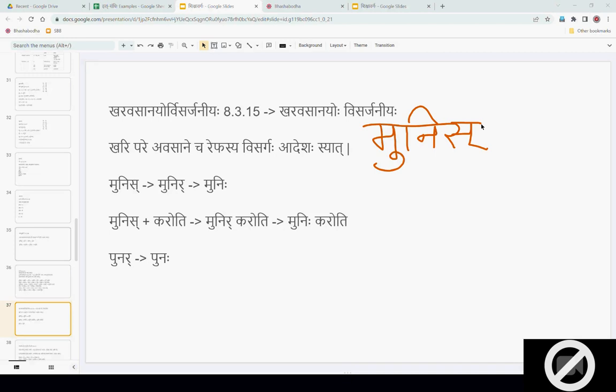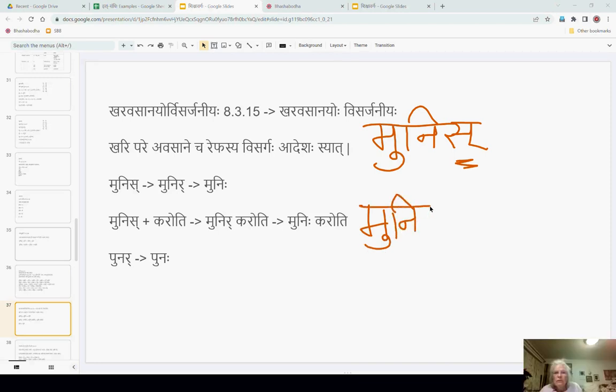What is the meaning of Munis? How is this Munis formed? Now you might be knowing what is Muni, right? Like a sage? Yeah, sage. Now Muni is the noun root, like Rama, it's Muni. This is the Pratipadikam or the noun root. To this we add a sup pratyaya, sup affix.